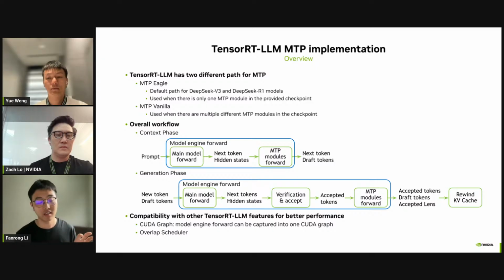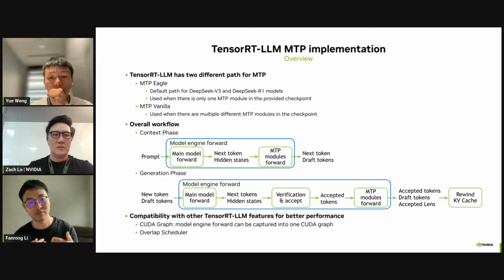Some draft tokens are rejected, so we need to remove their keys and values from the key cache. Here we need a rewinding key cache step. All of those, the model forward and verification step and the MTP model forward, are put into the same model engine forward.